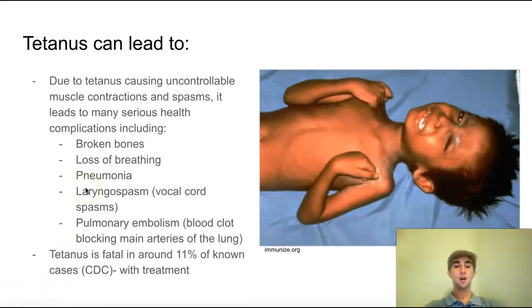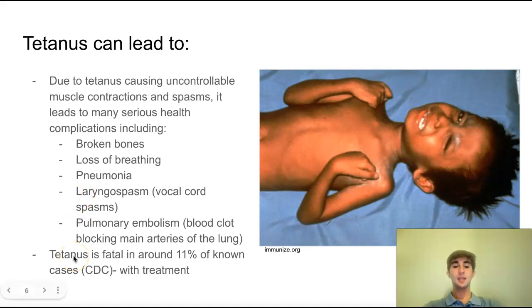So because tetanus causes these muscle contractions and spasms throughout the body, it can lead to some very serious health conditions. Here you can see in this image the contraction and the contortion of the body in response to these uncontrollable spasms. This can lead to broken bones because of those spasms. There can be a loss of breathing. People can develop pneumonia or blood clots in the lung, that's known as a pulmonary embolism. You can also see laryngospasm, which is vocal cord spasms.